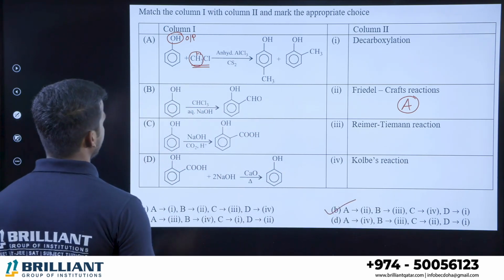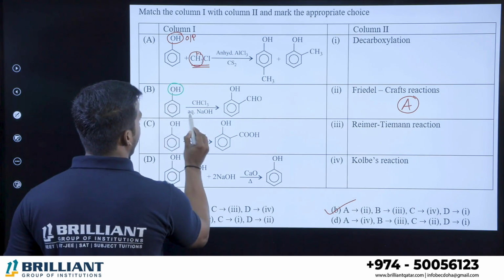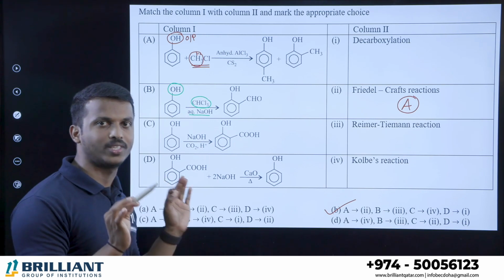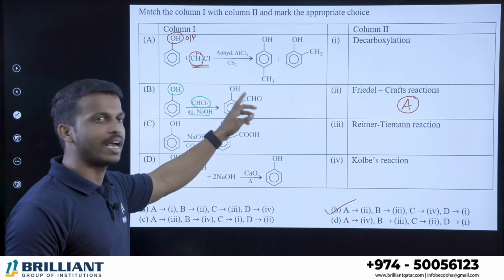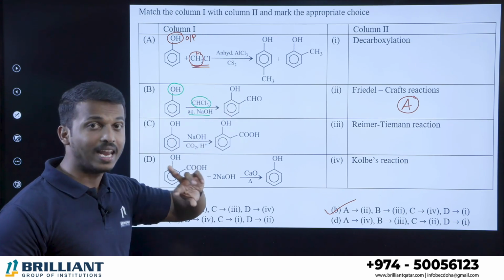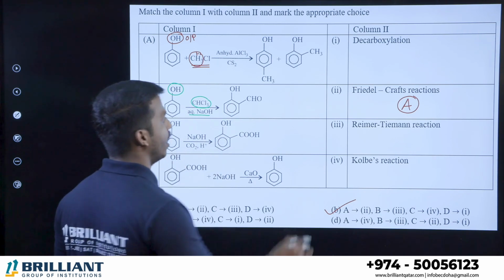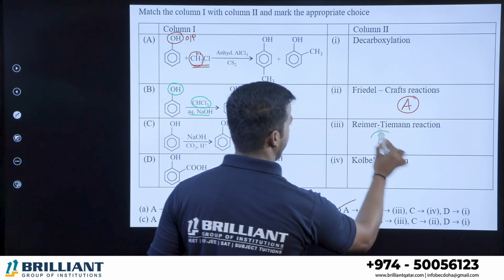What about here? Phenol treating with NaOH and chloroform. We will get salicylaldehyde. Salicylaldehyde preparation is called Reimer-Tiemann reaction. This is B.